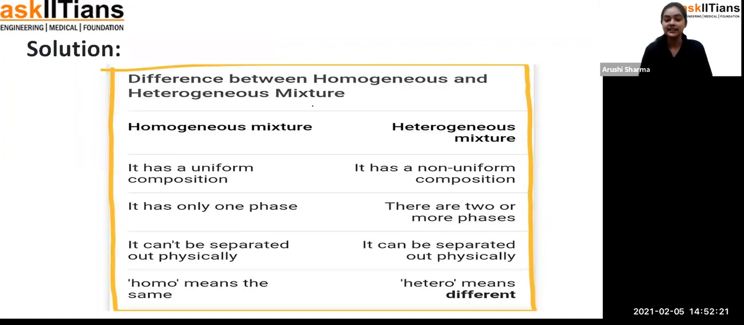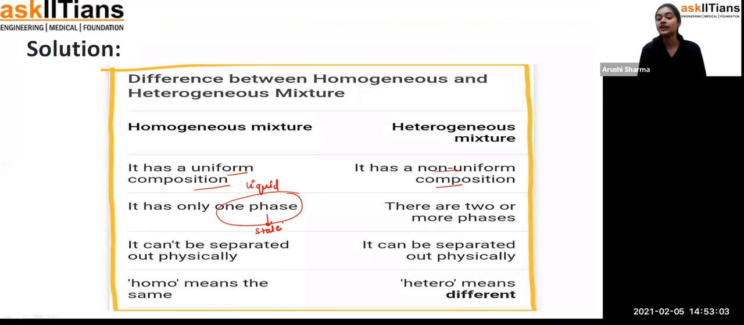So if we can see here, a homogeneous mixture has a uniform composition, exactly as we have seen with salt water or sugar water. It has only one phase. Why do they say it has one phase? For example, students, if we take the same example, salt and water, when you add the salt into the water, we are not able to find the salt, because the salt has dissolved into it. So what we are looking at is only the liquid phase. That means they are talking about the state, that it has only one state. That's how in the homogeneous mixture we have only one phase.